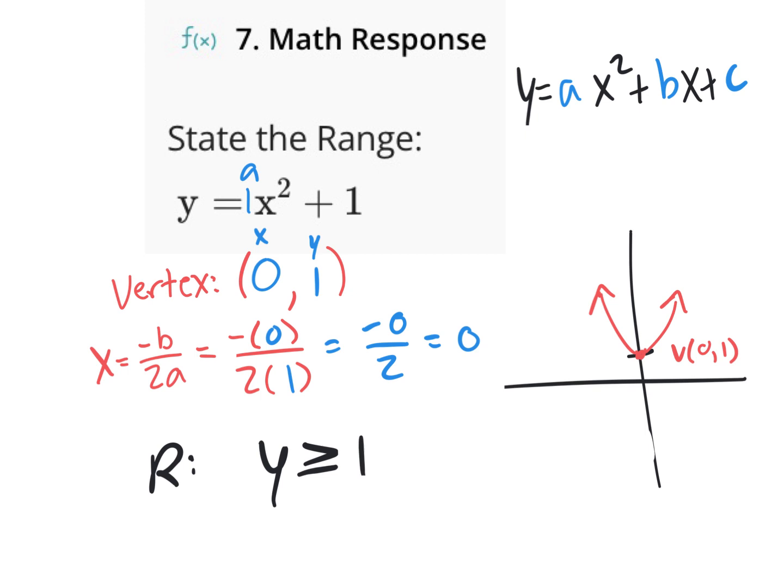And just to remind you, the range is always greater than or equal to that y value of the vertex, or maybe less than or equal to if it's opening down, right? So the greater than comes from the a value being positive. If the a value were negative, it'd be opening down, which would make that a less than or equal to.